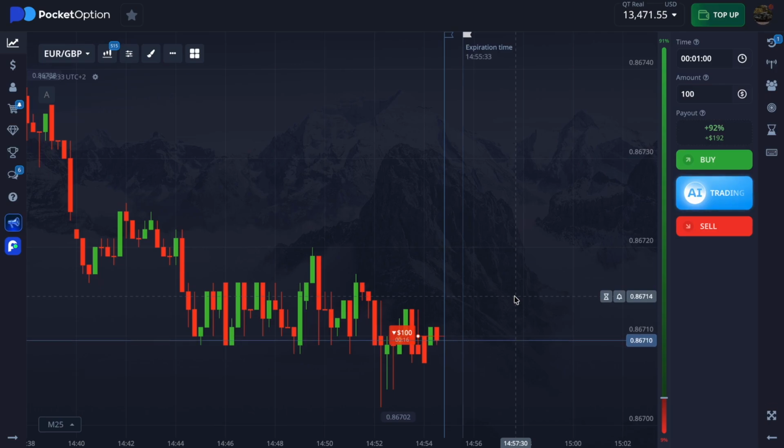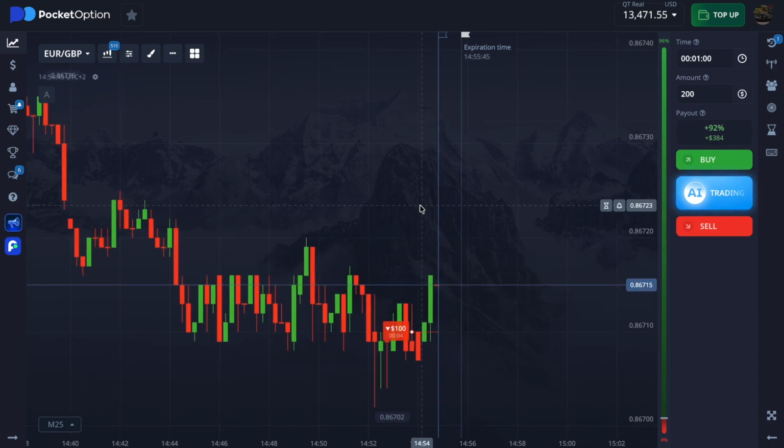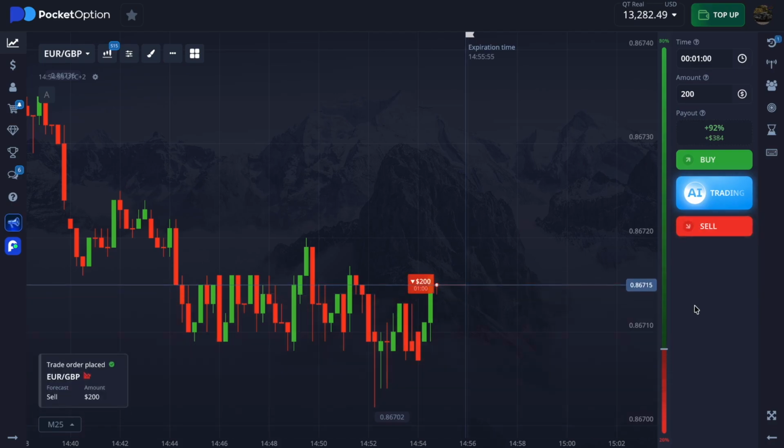How does it work? So, right now, I opened a trade for $100, and if this trade closes at a loss, then I will open the next trade for $200. So, I will cover the loss with the next trade. We are currently observing the current trade. We see that it is closing at a loss. I return to the technical analysis website and refresh it. I see that nothing has changed, so I open a $200 down trade.